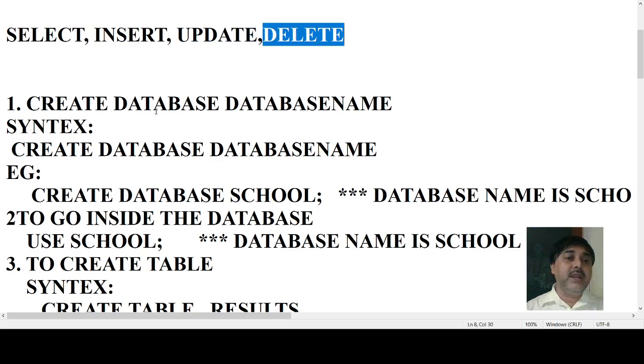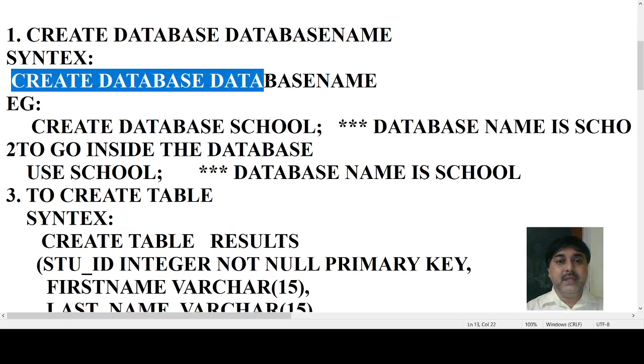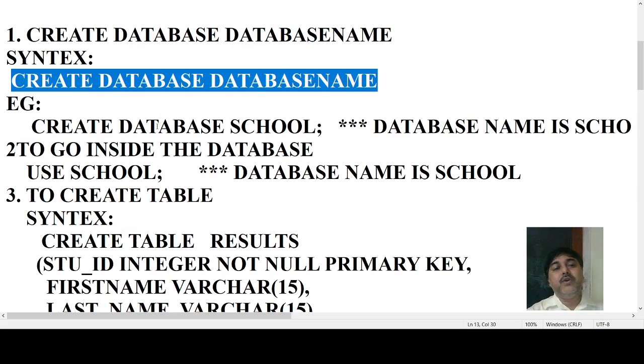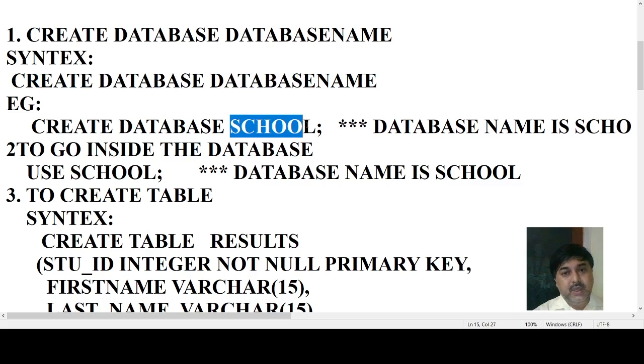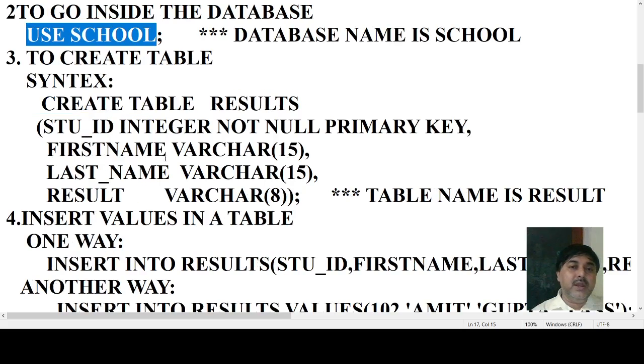Now, creating a database. If you want to create a database, what will you write? Create database, then the database name. For example, create database school. Suppose school is your database. Now if you want to go inside the database, what will you do? Use school. Because we cannot create a table outside, first we have to create the database. After we create it, we have to go inside that particular database, that means use school. After you go inside the database, then you can create a table.